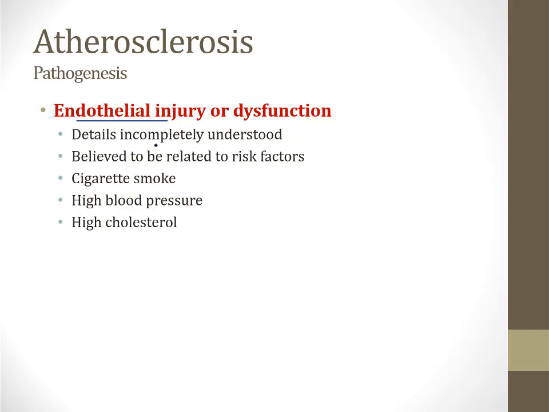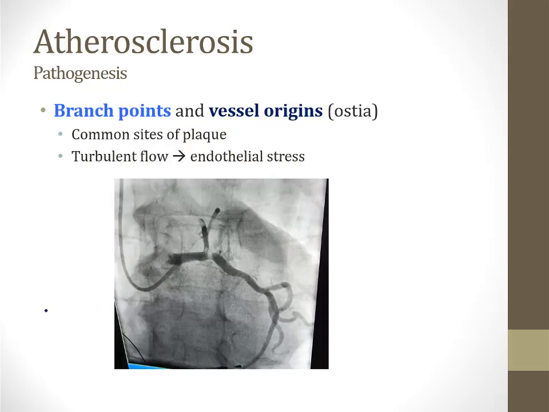Exactly how this happens is not completely understood, but it's believed that this is the reason that certain risk factors promote atherosclerosis. So cigarette smoke, high blood pressure, high cholesterol. These are all associated with abnormal function of the endothelial layer, and it's believed that this endothelial dysfunction predisposes to the development of atherosclerosis.